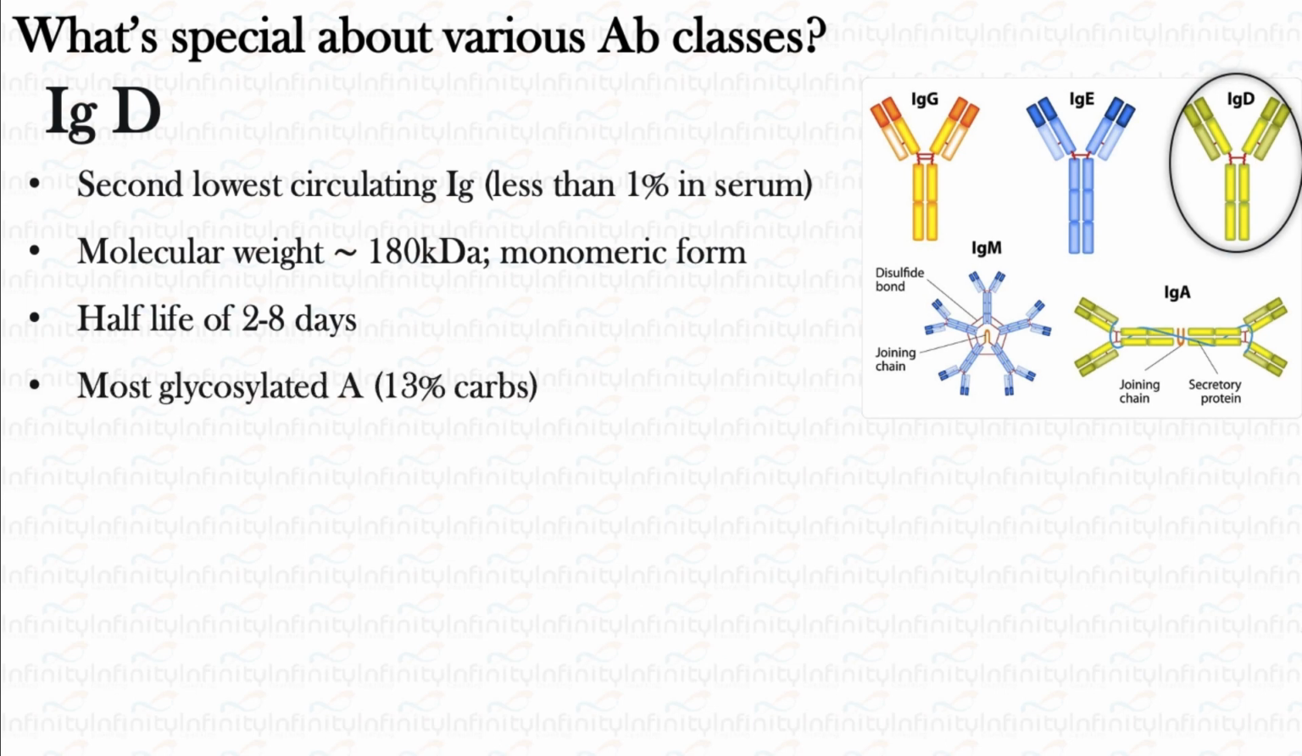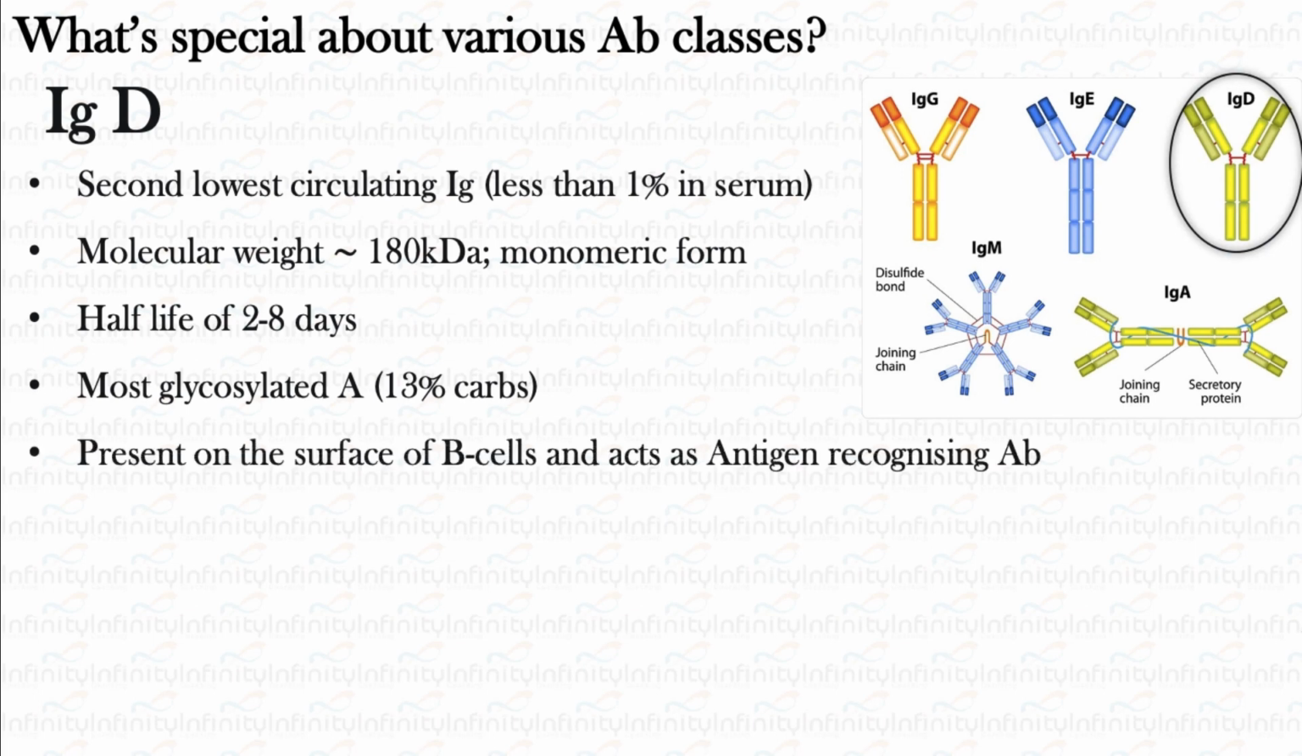Now, one of the most important things about IgD is the fact that it is the most highly glycosylated antibody that is there. About 13% of carbohydrates are present in one molecule of IgD. It is present on the surface of B cells and acts as an antigen recognizing antibody. Its concentration in plasma is so low that we really don't know what it does in the plasma as such. It cannot activate the complement, and we still really don't know what the role of IgD is in the overall response to the pathogens.